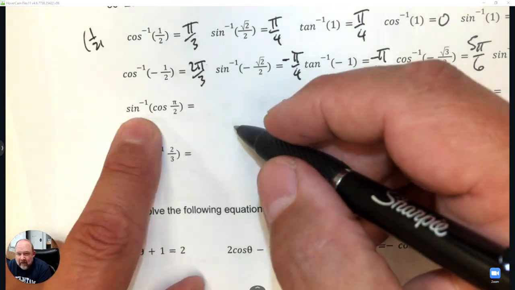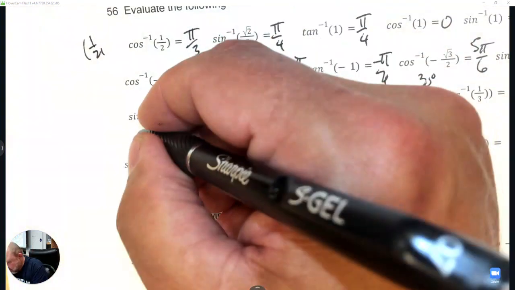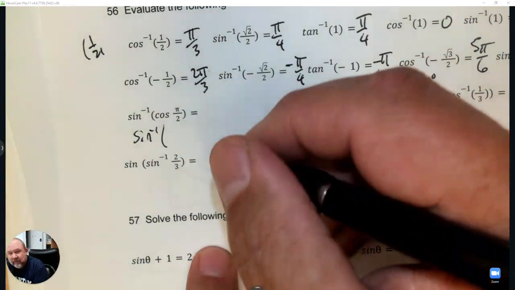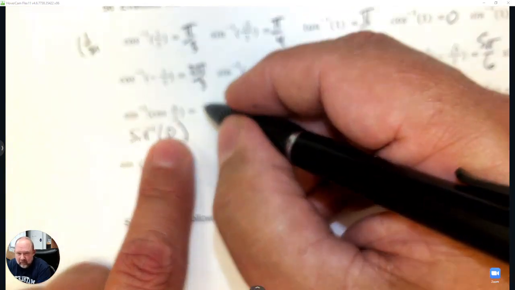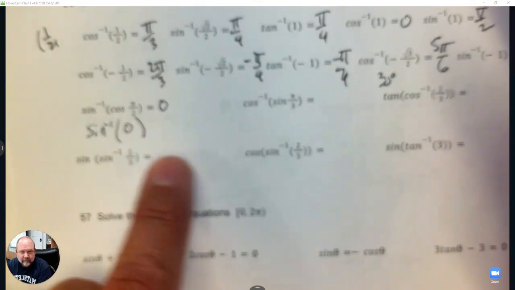Here, the value of cosine at pi over 2 is the x-coordinate there, which is 0. And then at what angle is the value 0? And the answer is 0.